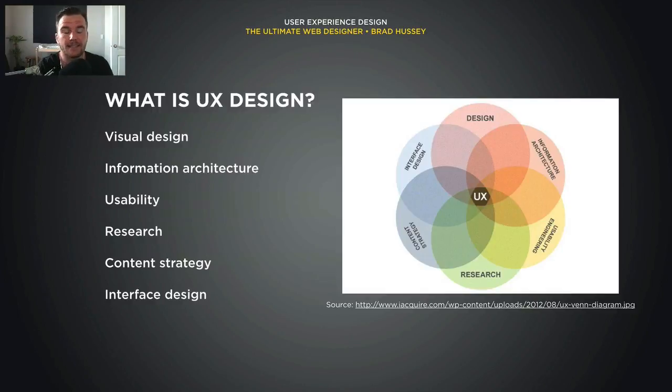So what is UX design? Well, it's all of these bundled into one: visual design, information architecture, usability research, content strategy, and interface design. Right here in this Venn diagram, you can see that it is a combination of all of these things together. And so the user experience design is kind of what it sounds like. You want to be able to design an optimal user experience. It's not about making things pretty or making things function really cool. You want to be able to create something where the user is going to have an optimal and enjoyable experience.